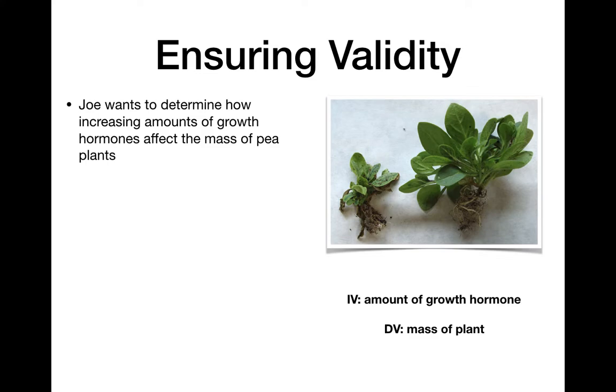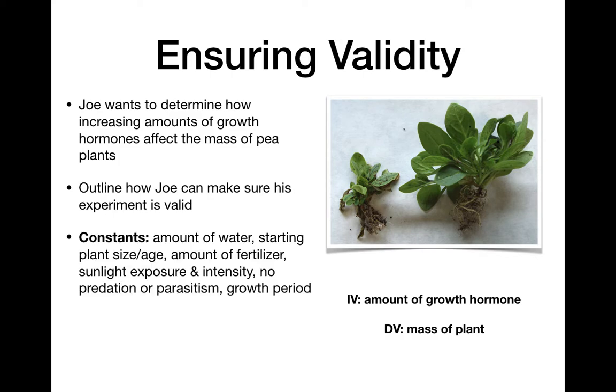Okay, so let's do a little practice experiment here. So we have Joe, and Joe wants to determine how increasing amounts of growth hormones affect the mass of pea plants. So he's already narrowed down his independent variable is the amount of growth hormone, and his dependent variable is the mass of the plants. So how can he make sure his experiment is valid? Take a minute and think about this.